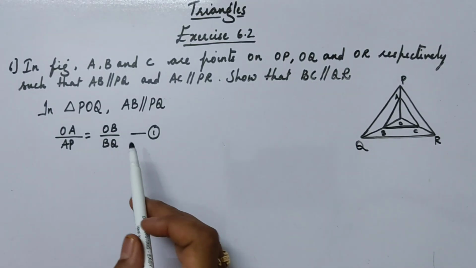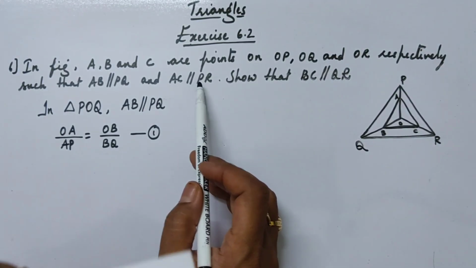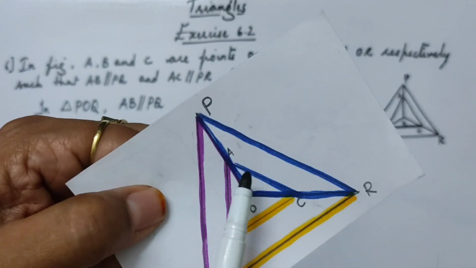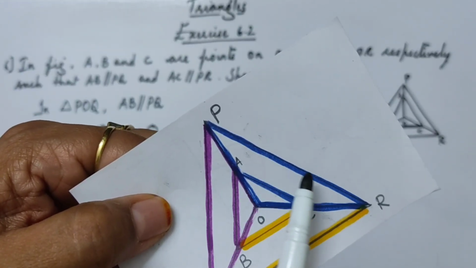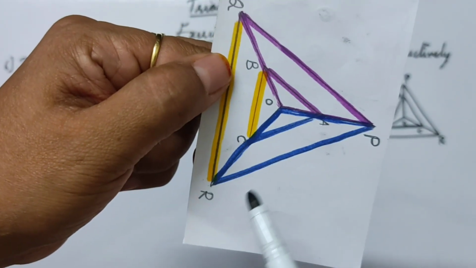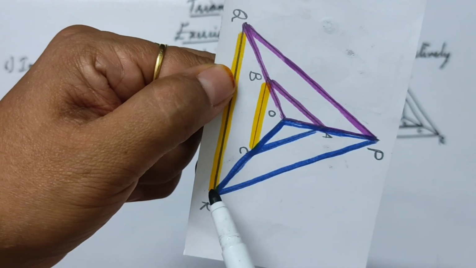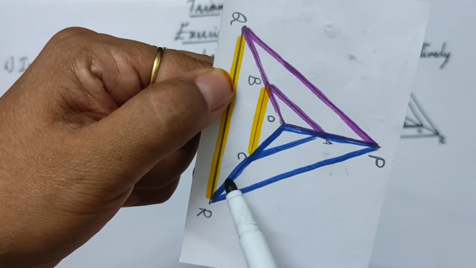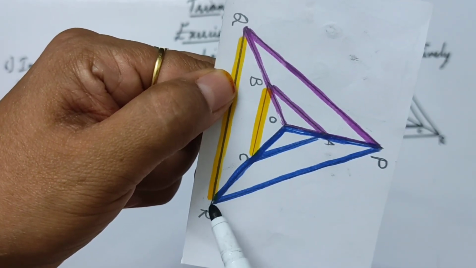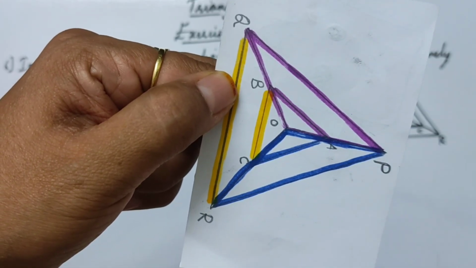Now similarly, I have written here, AB is parallel to PQ. Now AC is parallel to PR. Can you see this? This is AC here. AC is parallel to PR. So which triangle is this? You can see that it is POR. POR is a triangle, and let us find the ratios here. OC by CR equals OA by PA, or AP you can say, students.